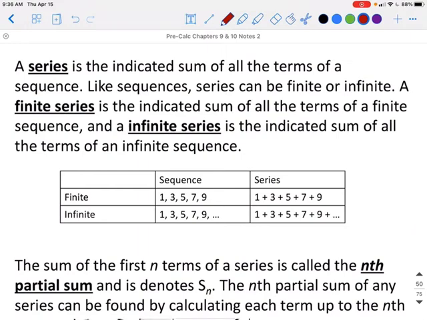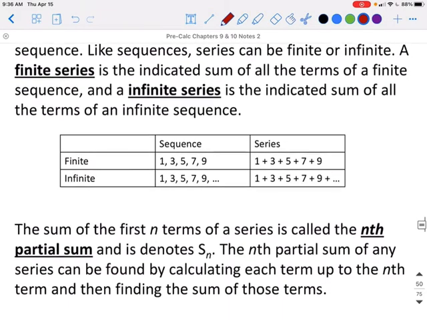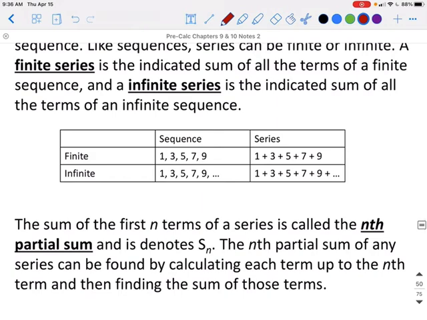A series is the indicated sum of all the terms of a sequence. Like sequences, series can be finite or infinite. A finite series is the indicated sum of all the terms of a finite sequence, and an infinite series is the indicated sum of all the terms of an infinite sequence. So if our sequence is finite, and it's 1, 3, 5, 7, and 9, for your series, you're just going to take those terms and you're going to add them together. Same for an infinite. If you have the terms, you're just going to add them together, but you will never be able to get a complete answer because it is infinite.